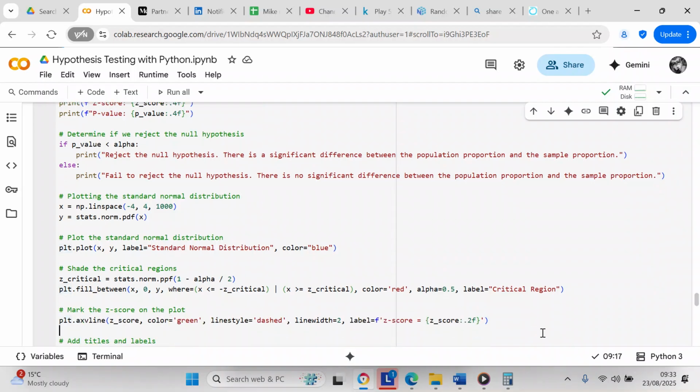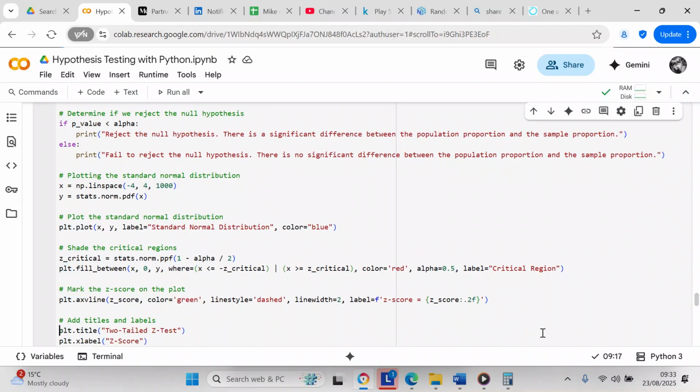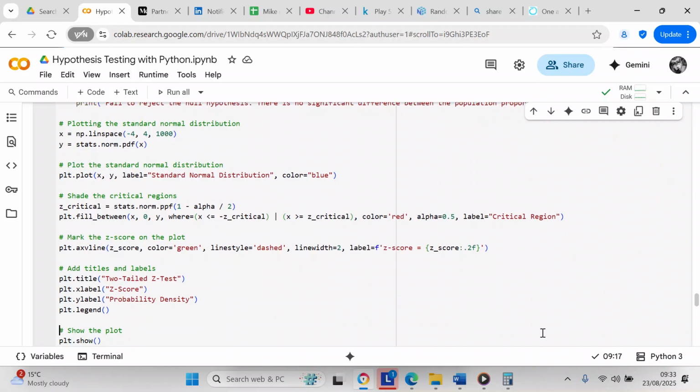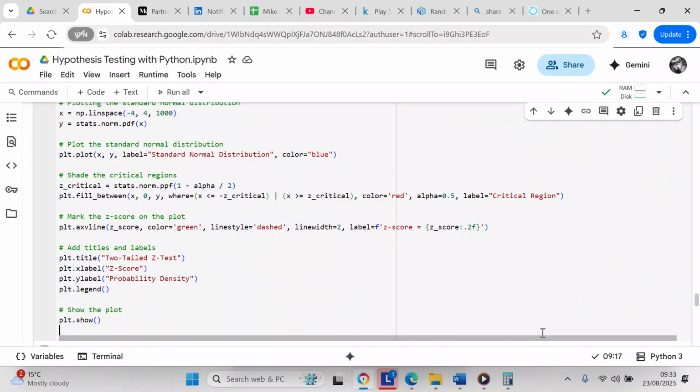So now we're going to mark the z-score on the plot, plt.axvline, brackets z-score, color equals green, linestyle equals dashed, linewidth equals 2, label equals z-score. So now we're going to add titles and labels. Title is two-tailed z-test. X label is z-score. Y label is probability density. And then you get your legend. And so now we're going to show it.